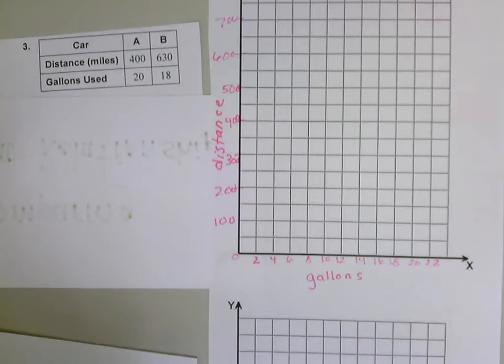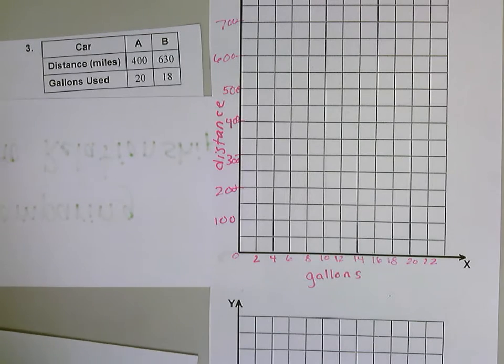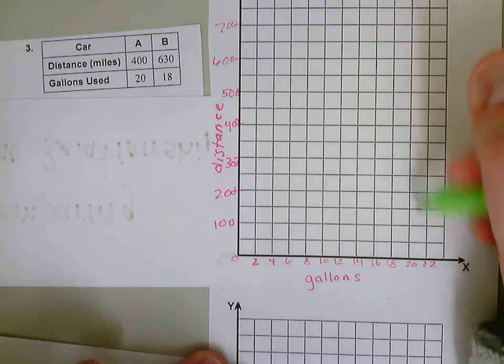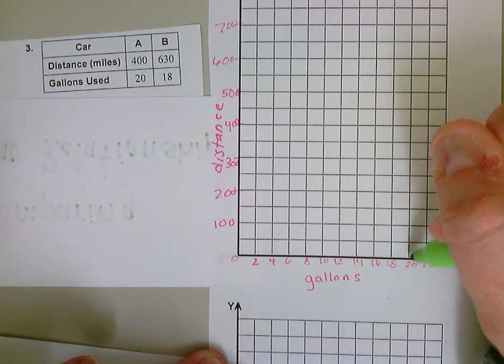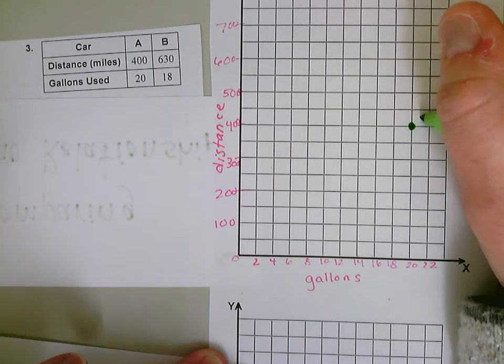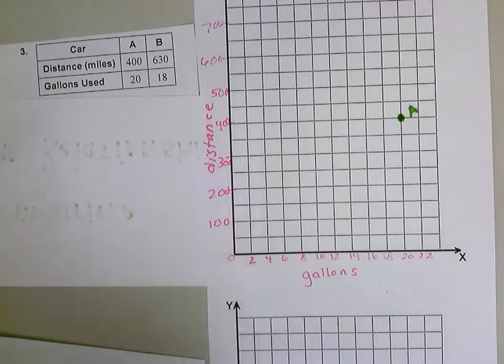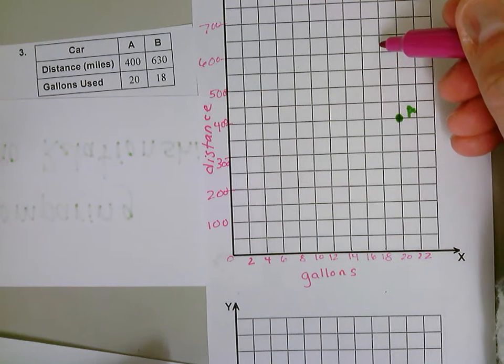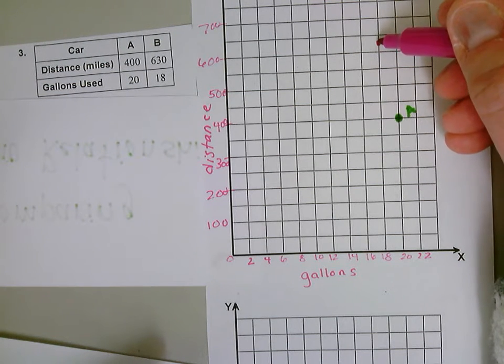Car A, I'm going to make green. Let's find my green over here. Car A used 20 gallons of gas and went 400 miles. So I'm going to take my 20, go over to 20, and match it up to 400 miles. That is car A. Car B drove 630 miles on 18 gallons.